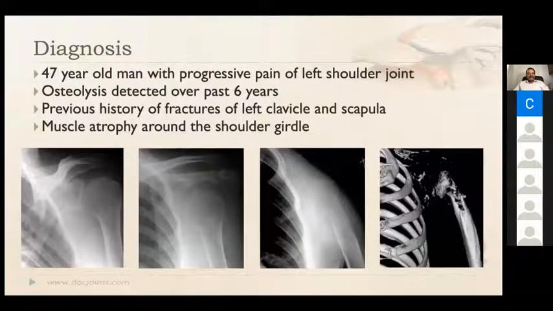Fine. A diagnosis. A 47-year-old man, progressive pain in the left shoulder joint, osteolysis of the humerus, left scapula and clavicle were detected over the past 6 years. That's a difficult one, I know. I never knew this. I just put it up just for displaying the name. There is muscle atrophy all around the shoulder girdle. The person feels that the shoulder is becoming weaker and smaller. Anyone?